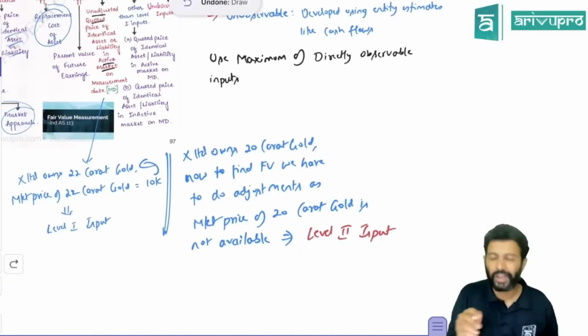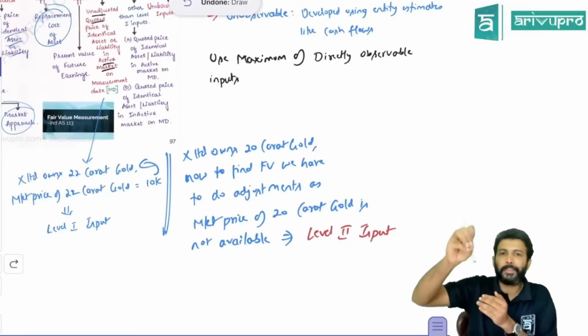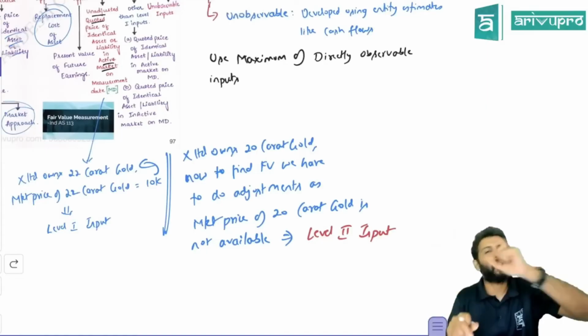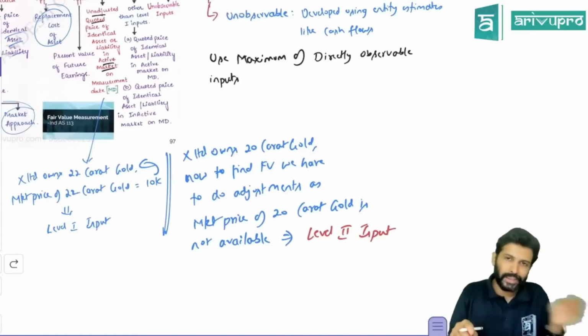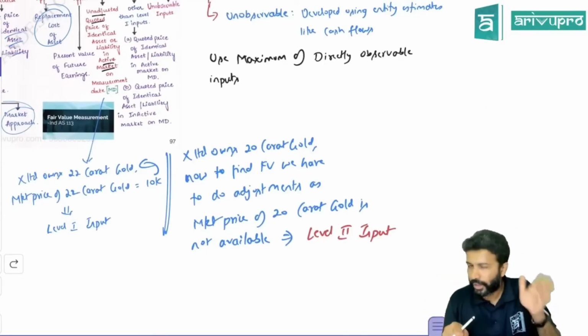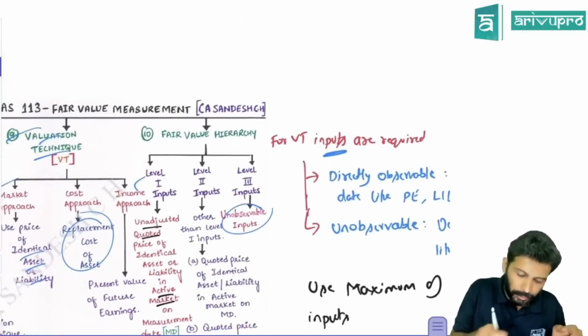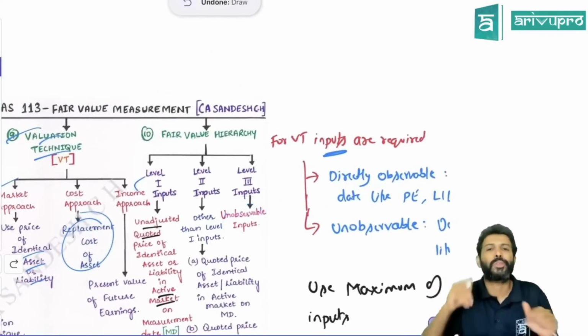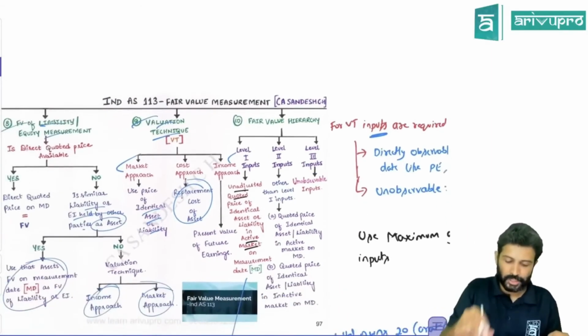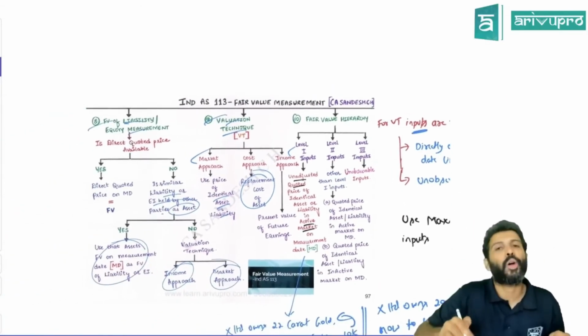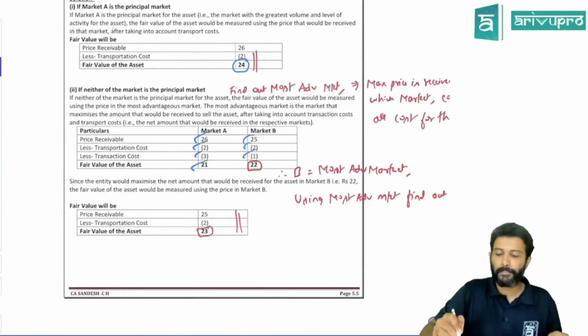So that becomes your level 2 input. If you're taking the market data and doing some adjustments, then we call it a level 2 input. If you're not doing any adjustments and taking it as it is, level 1. If you're doing adjustments, level 2. Level 3 is unobservable inputs. Unobservable inputs means those inputs which are developed by the company using its own estimates. So this is all the concepts relating to IND AS 113, fair value measurement.